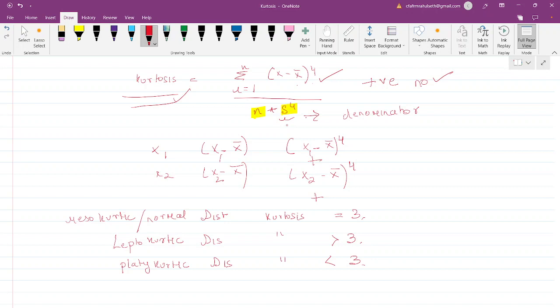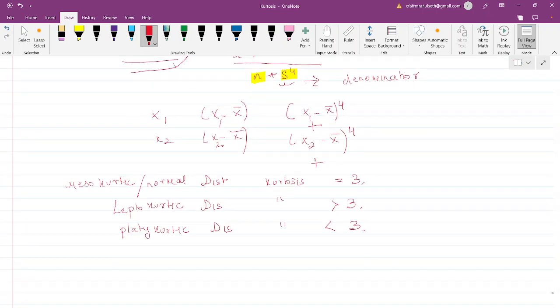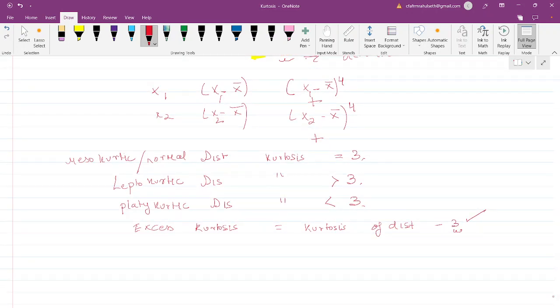Okay, now many statistical packages report a measure called excess kurtosis, and excess kurtosis measures how much the kurtosis of a distribution differs from a normal distribution, right? So how do you calculate excess kurtosis? Excess kurtosis is basically the kurtosis of a distribution minus 3. And why are we deducting 3? Because a normal distribution, a mesokurtic distribution, has a kurtosis of 3, and excess kurtosis is measuring how much the kurtosis of a distribution differs from 3, how much it differs from a normal distribution.